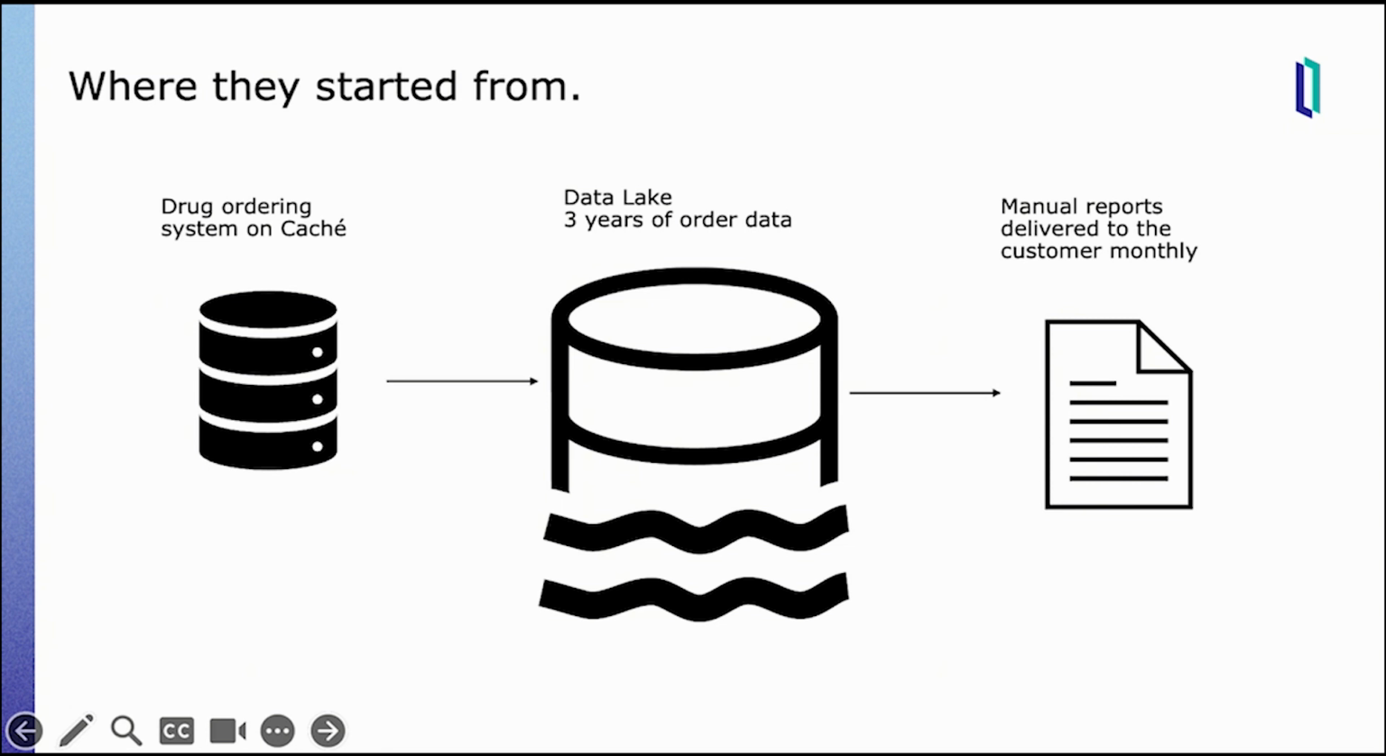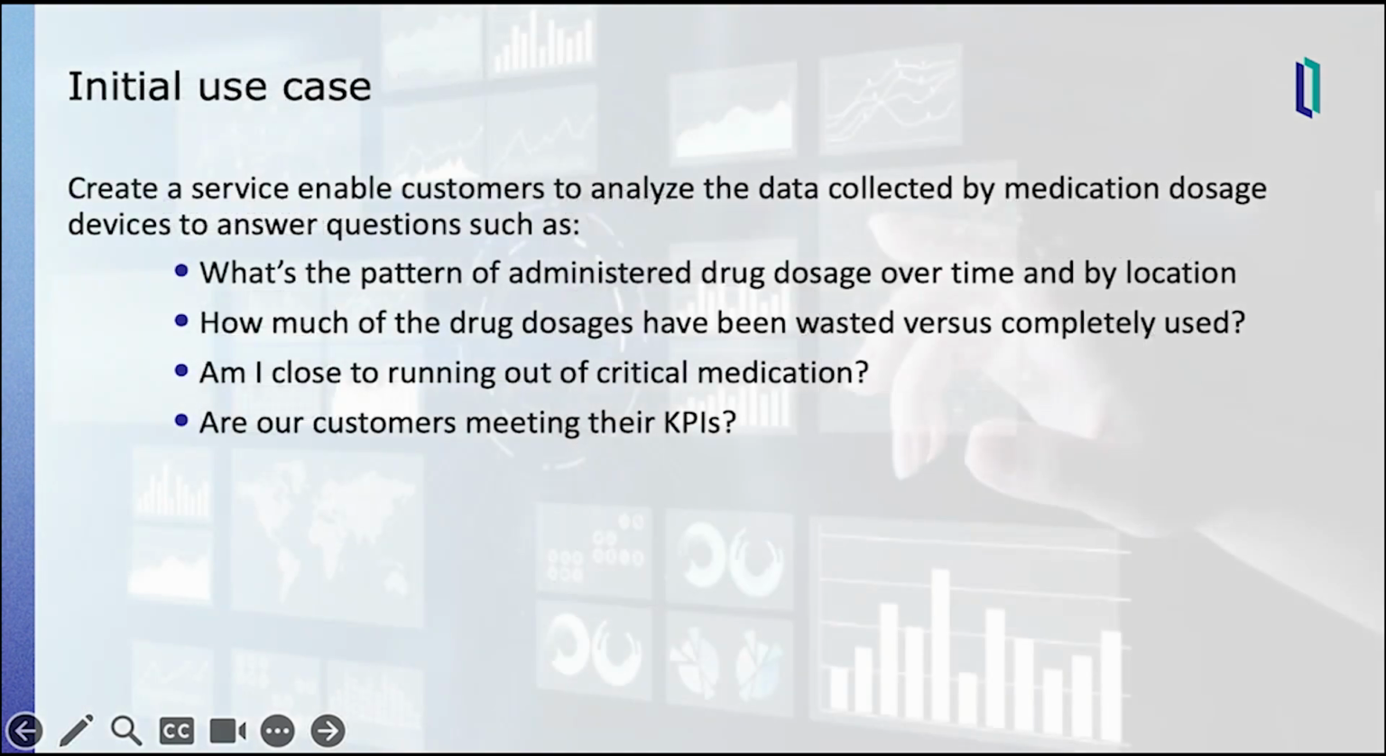So we ended up talking to them and we started coming up with a few questions on how we might build the first use case around this. One of the things you might notice about some of these questions is I said a drug ordering system, and it might be a little hard to answer in all of these questions from just that data.